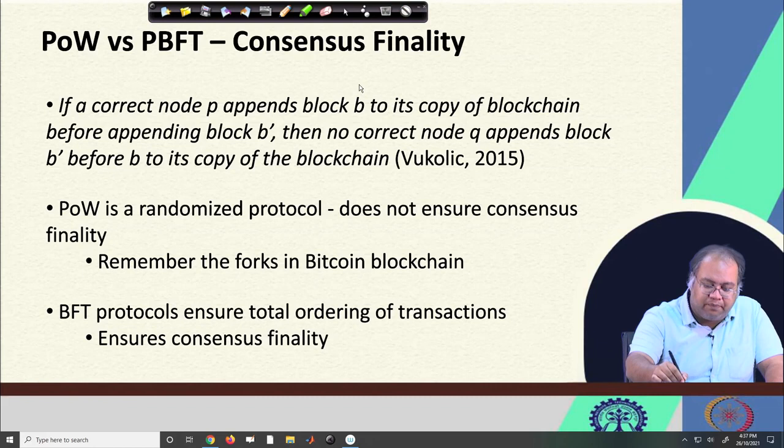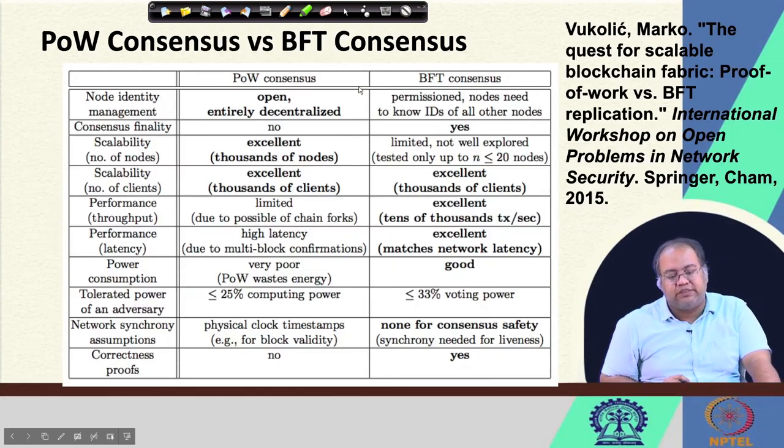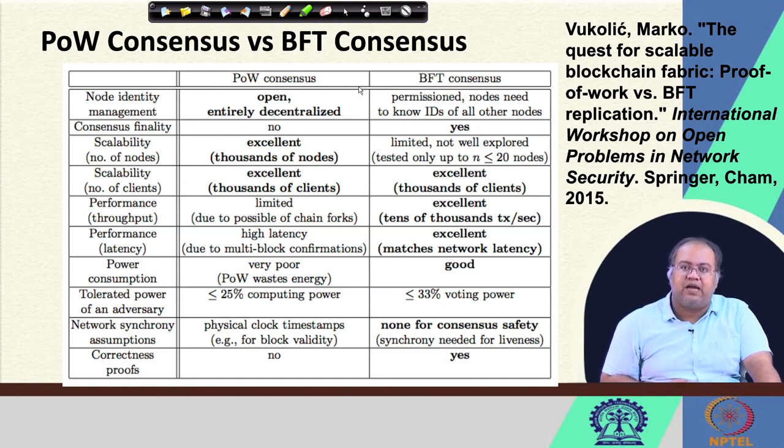Now, if I just try to compare this proof of work consensus versus BFT consensus in different other parameters, we have done a similar type of comparison earlier as well. So, this comparison is from the paper from Marko Vukolic. It uses multiple different parameters to do this comparison. So, in terms of node identity management, for proof of work it is open, entirely decentralized. In case of BFT consensus, it is permissioned. Nodes need to know the IDs of all other nodes because we are using a message passing based consensus. In terms of consensus finality, proof of work does not provide a finality, whereas PBFT or BFT consensus provides a finality.